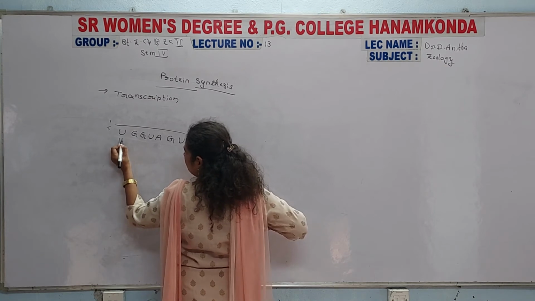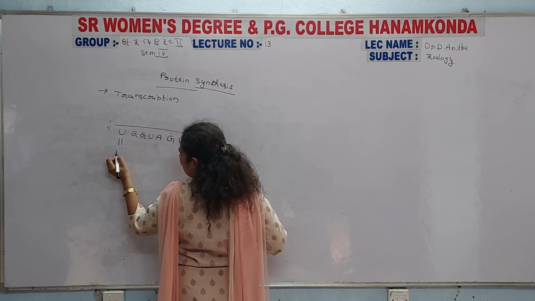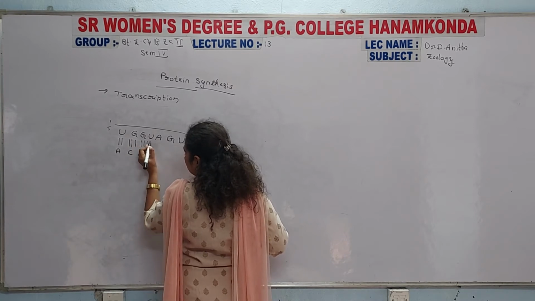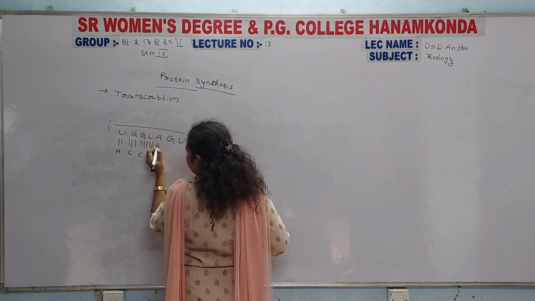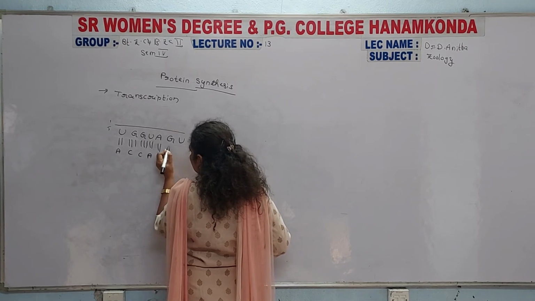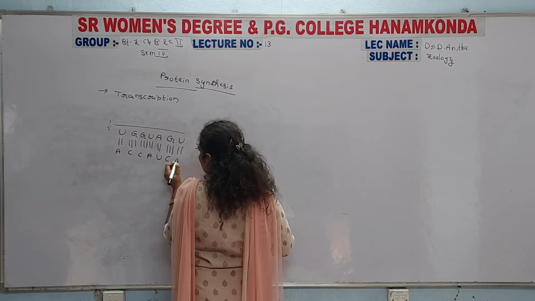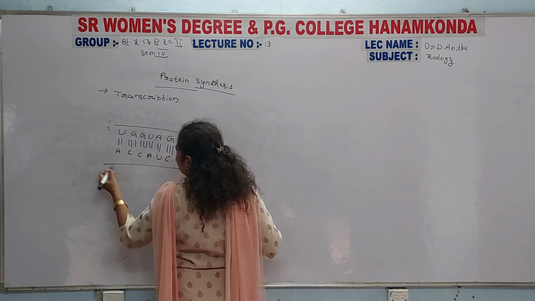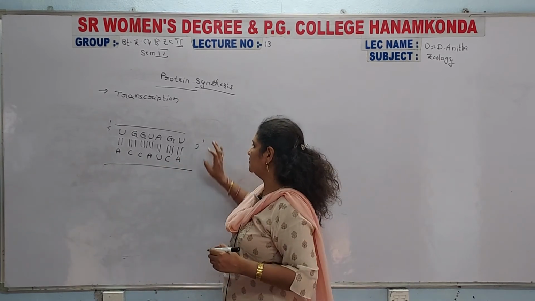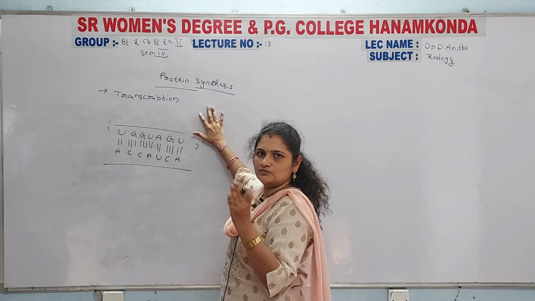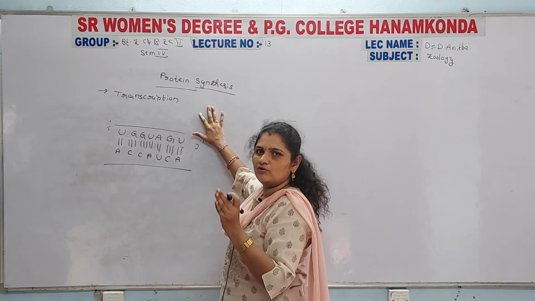So uracil is bonded with adenine, and guanine with cytosine, adenine, uracil, cytosine. So in this manner, the codons, the nucleotide chain, continue in the forward direction.